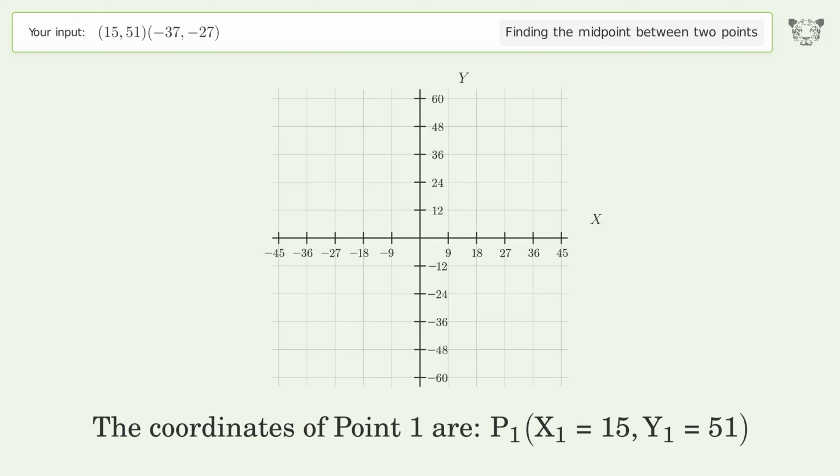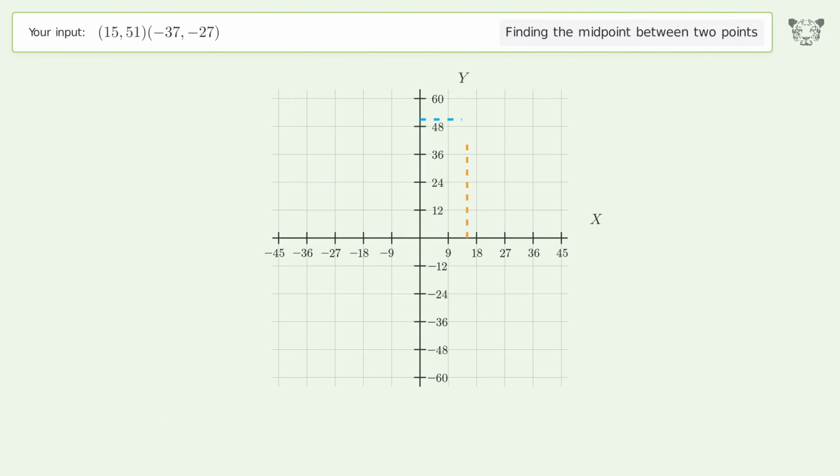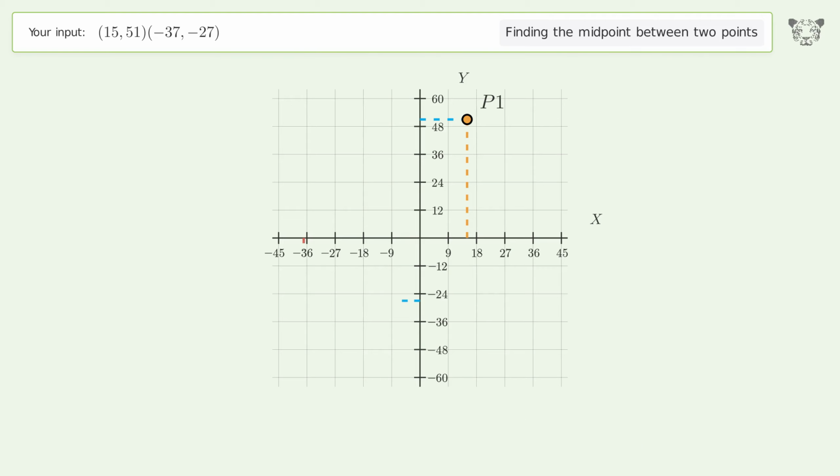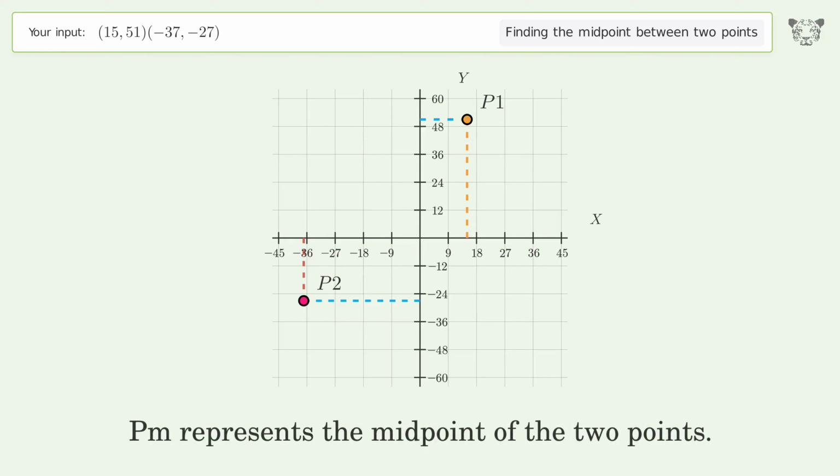The coordinates of point 1 are, x1 equals 15, y1 equals 51. The coordinates of point 2 are, x2 equals negative 37, y2 equals negative 27. PM represents the midpoint of the 2 points.